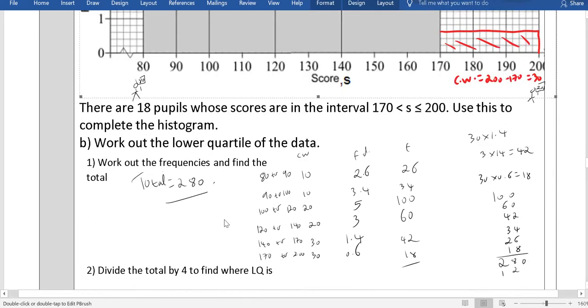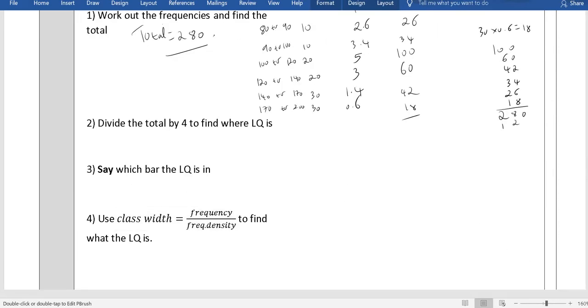So, the reason I'm saying the 70th, in fact, is because there's 280 values, and to work out where the lower quartile is, we divide that by 4. So 280 total divided by 4 is 70. The 70th is the lower quartile. The 70th person is the lower quartile. We need to find out where the 70th person is.